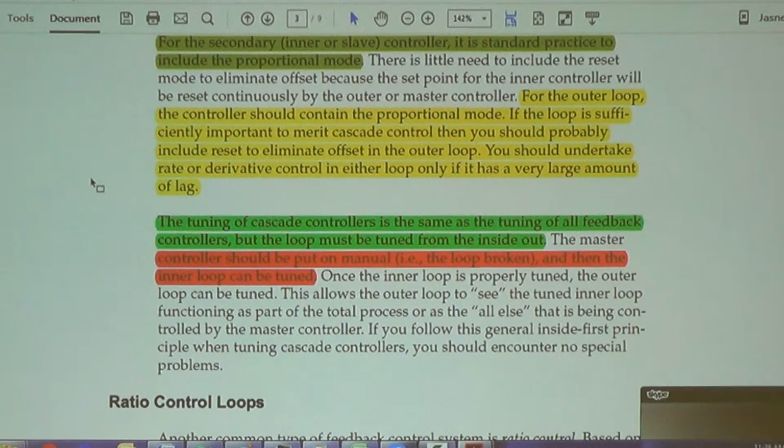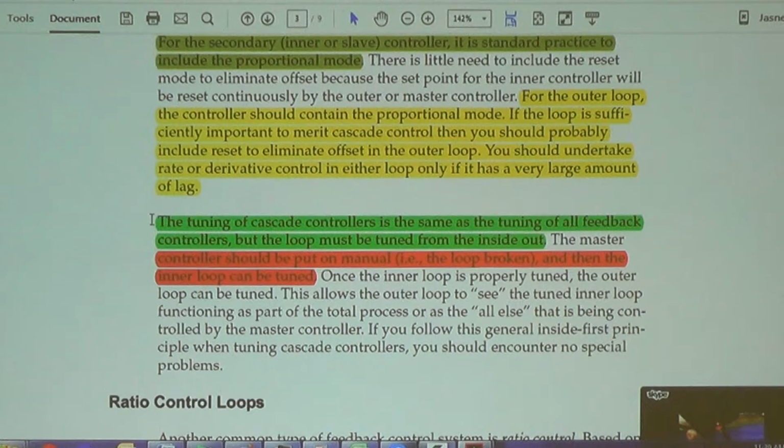Okay? Now, tuning. Tuning of the cascade control is the same as the tuning of all feedback controllers, but the loop must be tuned from inside out. Very important, it's inside out. First you tune your inner loop and then you tune your outer loop. The important thing is, what they ask is, how do you tune? Put your inner loop in manual mode, tune your inner loop, put it in auto.